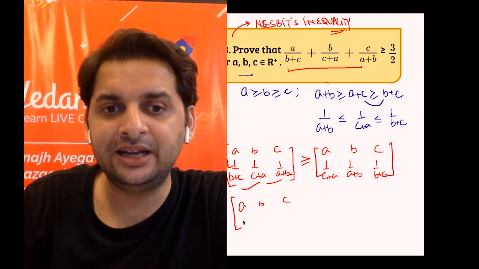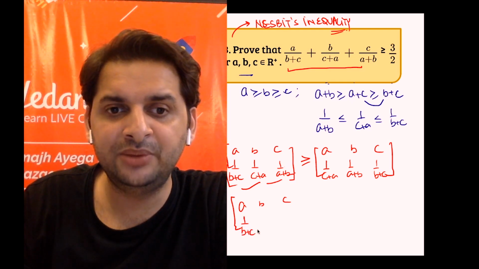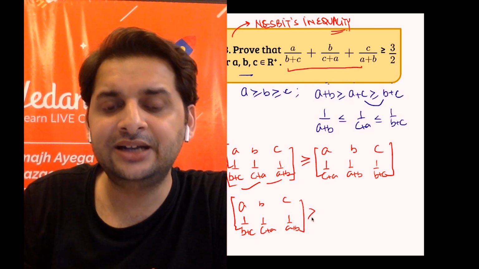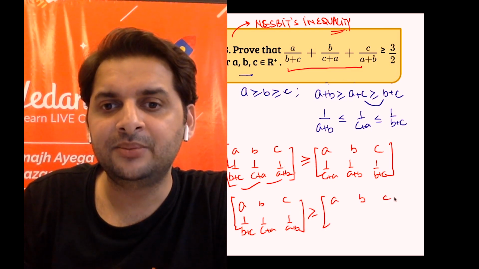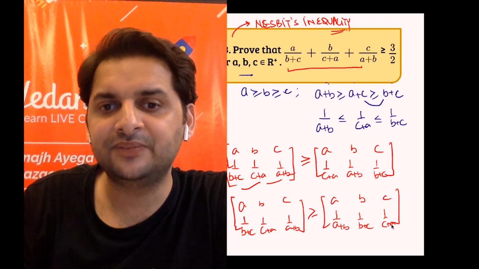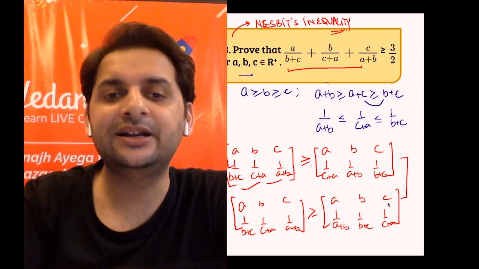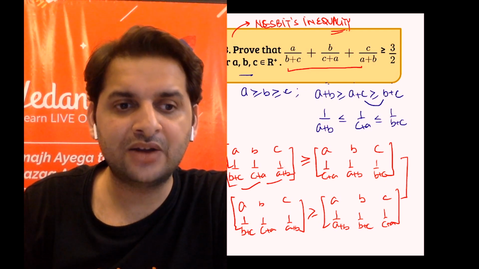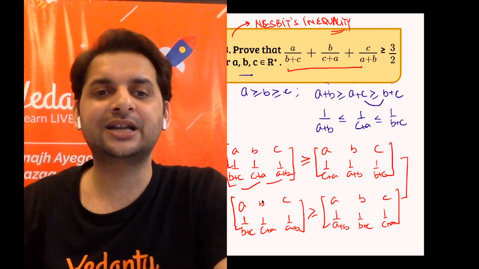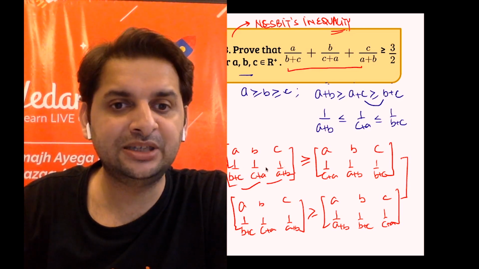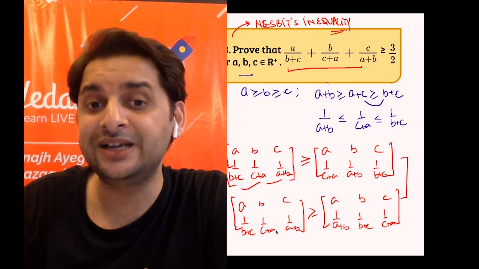So a, b, c, and we keep the left hand side same, 1 upon b plus c, 1 upon c plus a, 1 upon a plus b. On the right hand side, the top row is same, but the bottom row I change again. So 1 upon a plus b, 1 upon b plus c, and 1 upon c plus a. And what I do is I add these up. So if you just calculate, because I'm short of space here, just calculate on your copies. So left hand side I get a upon b plus c plus b upon c plus a plus c upon a plus b, that too twice.